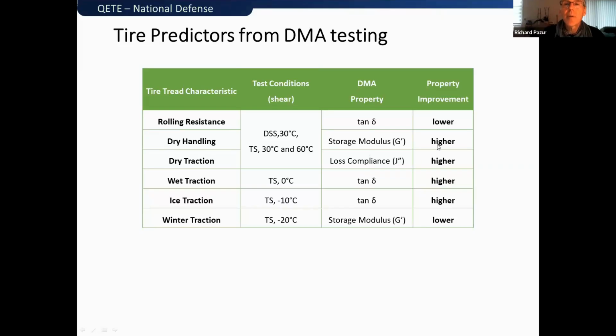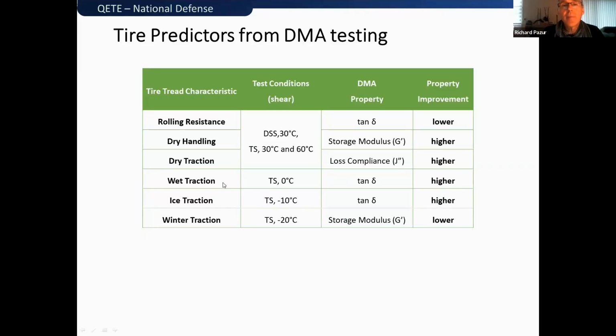And what's important is the property improvement. So a lot of this is empirical. The people are doing work in this area. But we know that if we can lower the tan delta, we lower hysteresis, lower the heat buildup, that this is good for rolling resistance and good for fuel economy.